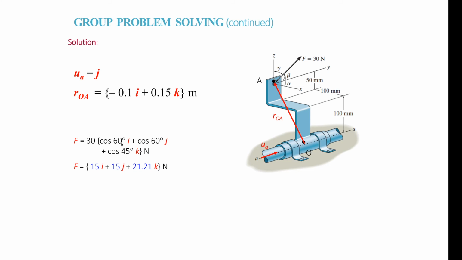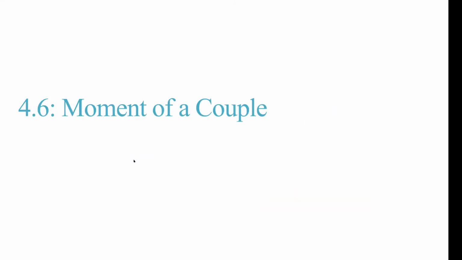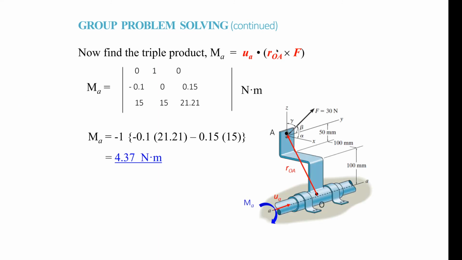Then we can use the direction cosines. We start with this 30 newtons, and we use direction cosines to find the components of the force. Then we use the triple scalar product, and we just dot it with U_A, and here's the end result when we do that. The result is 4.37 newton meters. In this case, it is going to be in the counterclockwise fashion about this. It's hard to visualize this.